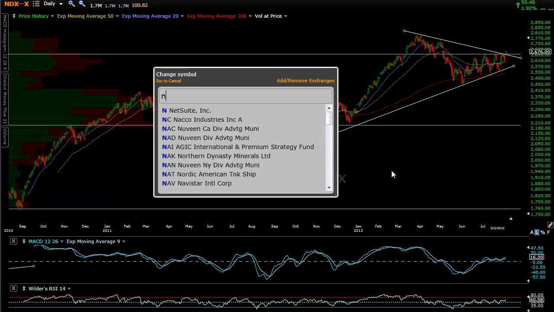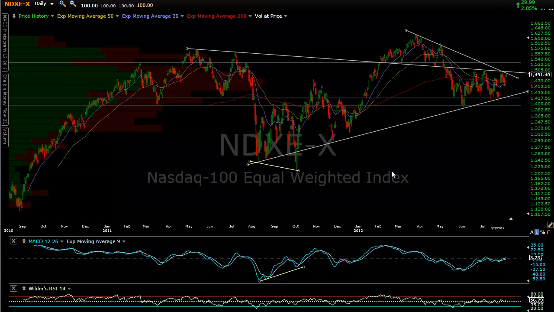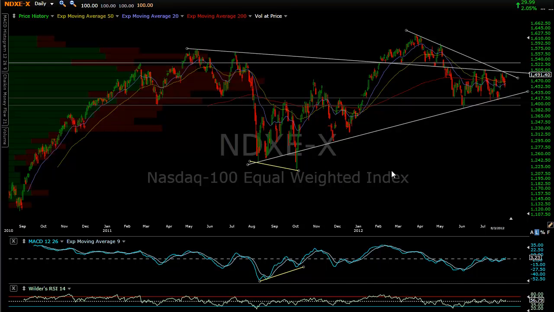So what we're going to look at here, I've mentioned before, are two things. We'll look at the NDXE. Here's the same components, the Nasdaq 100, largest companies in the Nasdaq, except the equal weighted index. And what do we have here? A very similar triangle pattern, not as steep. The downtrend line is a little more steep, of course, because this index has lagged.